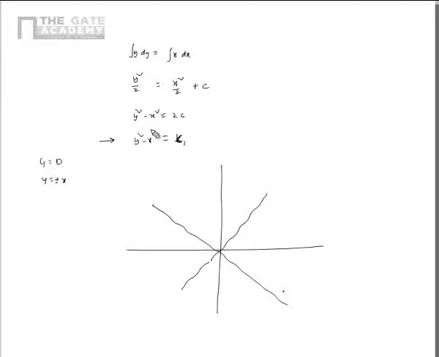So these are for c is equal to 0. Okay, c is equal to 0, you have this straight line. Similarly for c is equal to 1, this becomes x square plus 1, and when you just solve it, so you just plot it, it looks something like this. This is for c is equal to 1.